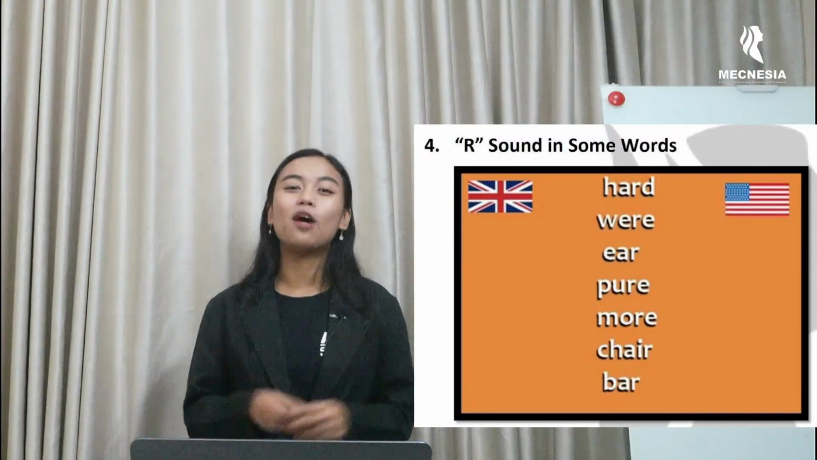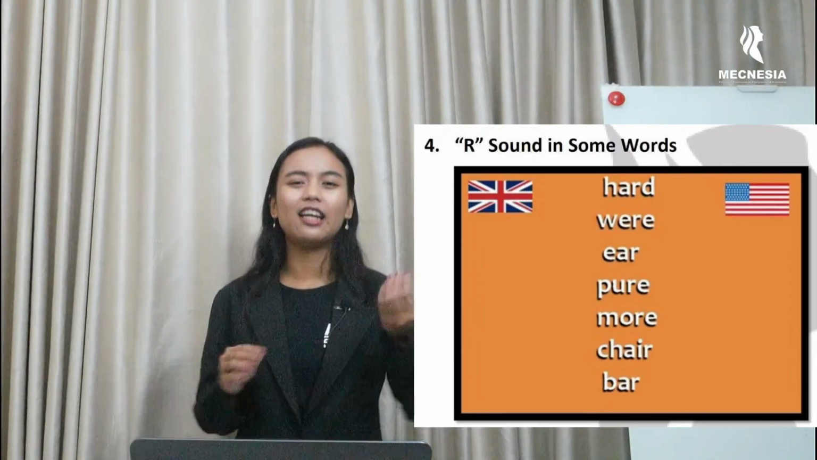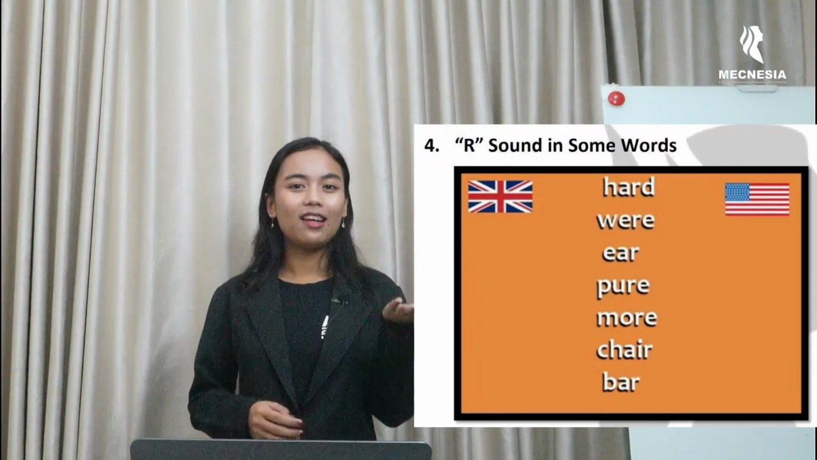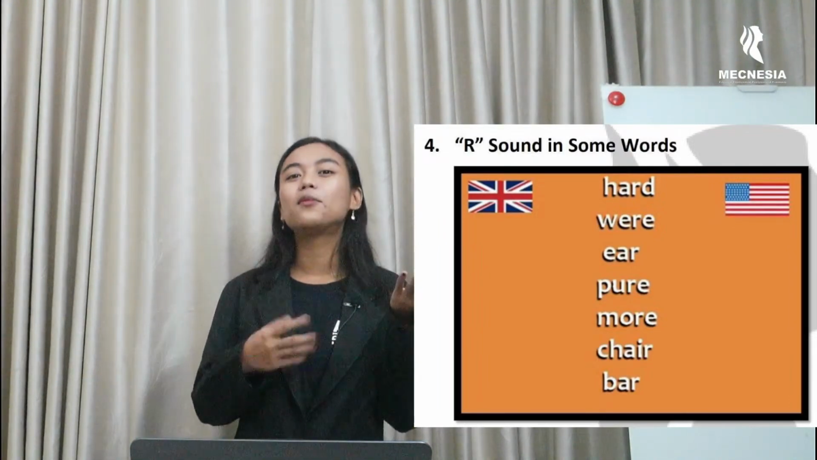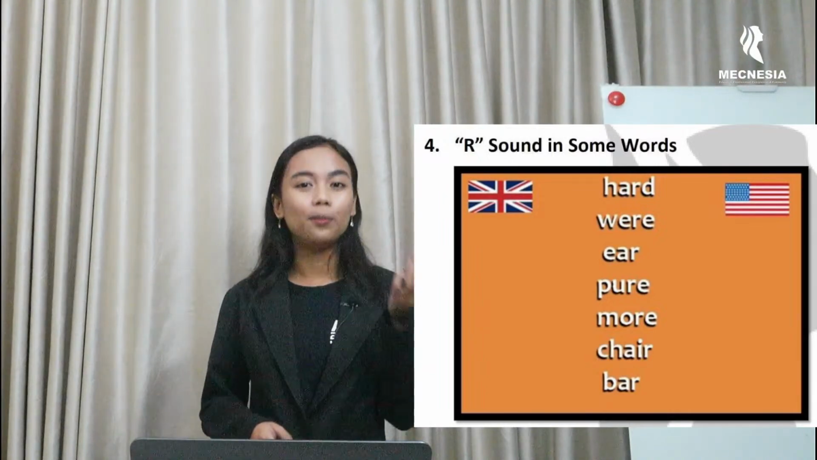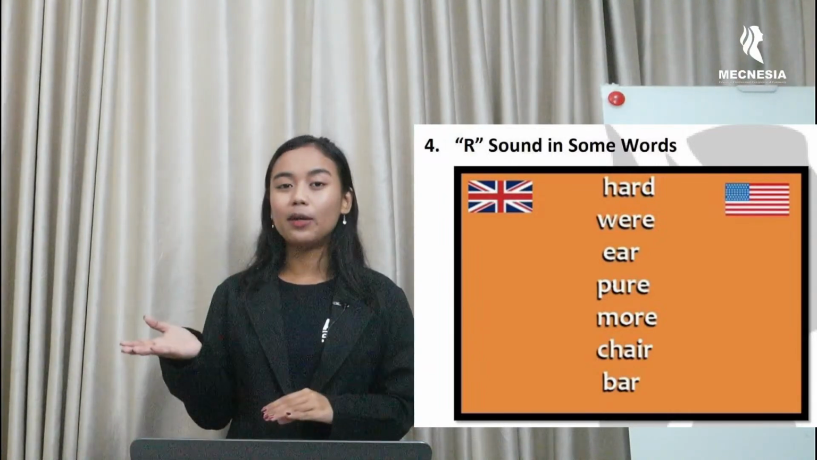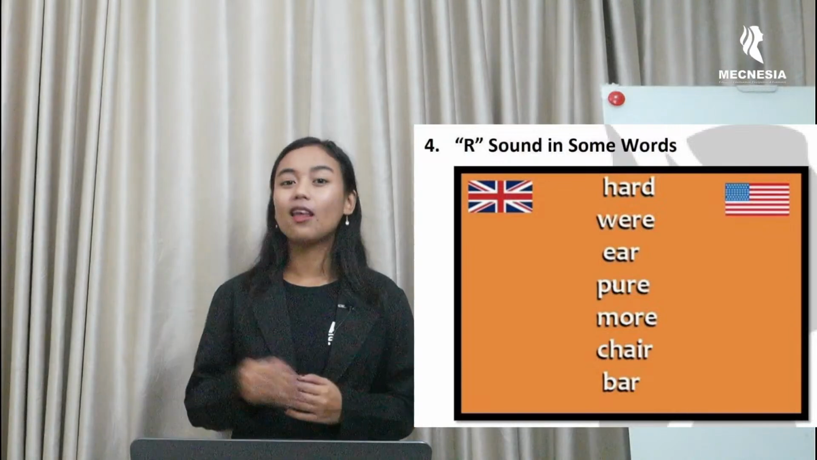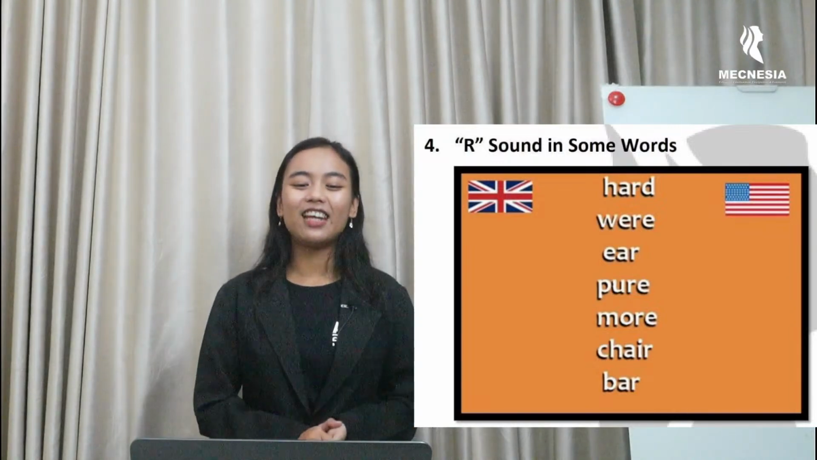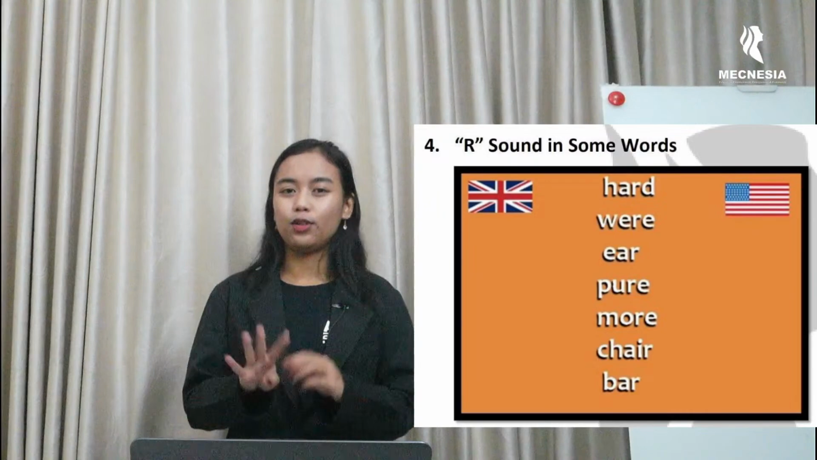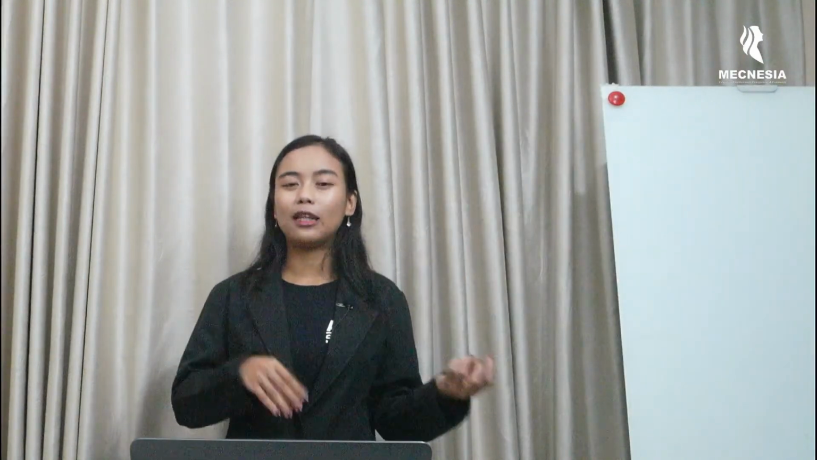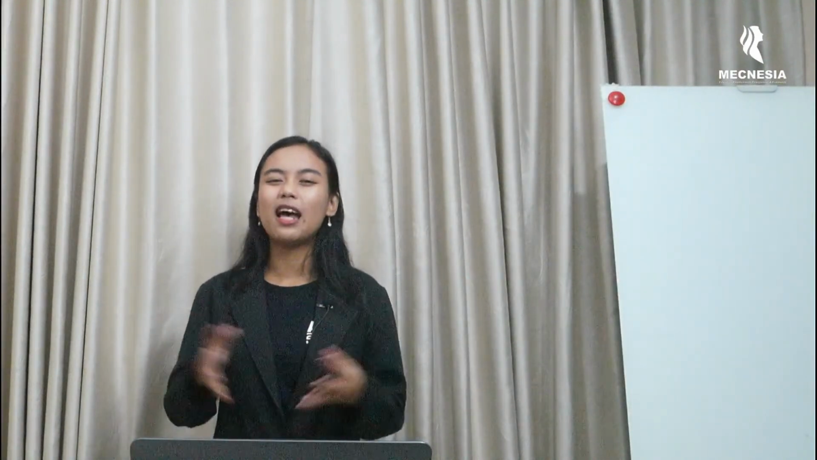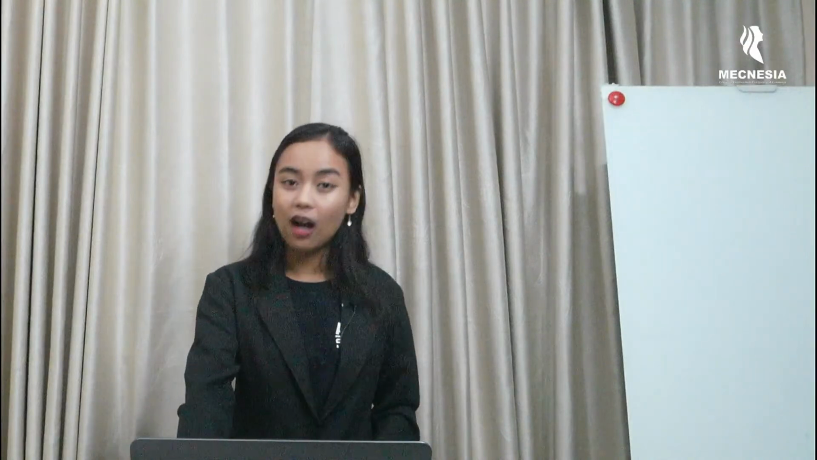Let's practice our pronunciation again. Mari kita latih lagi untuk mengucapkannya. In British, we pronounce it as bar. In American, bar. Okay, so that's the fourth rule. Itu adalah aturan keempat, or the fourth difference, perbedaan keempat di bunyi huruf R-nya.